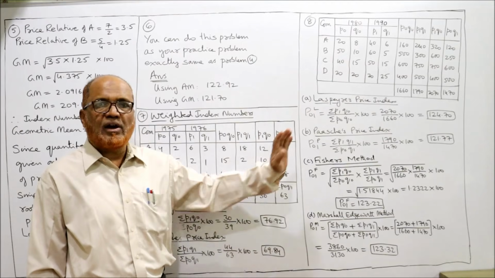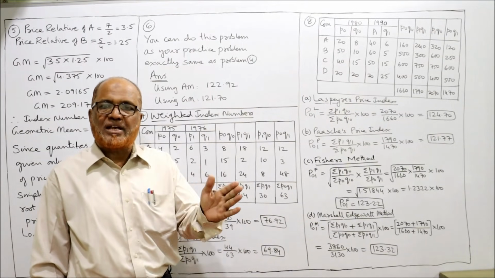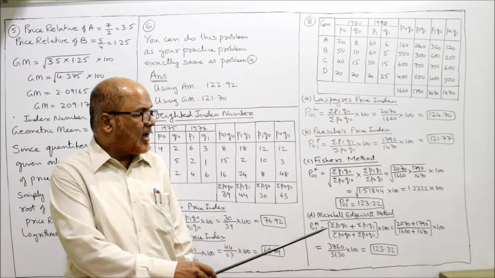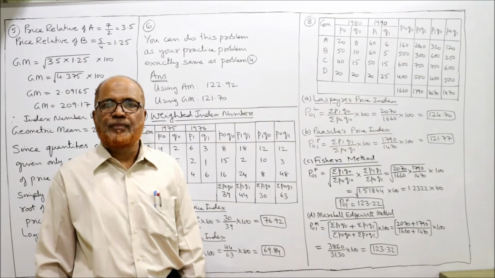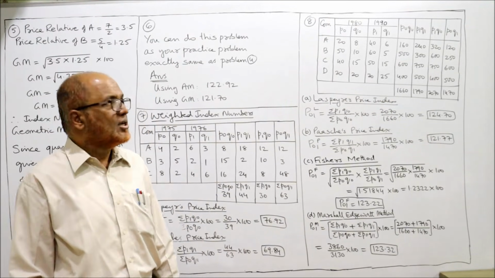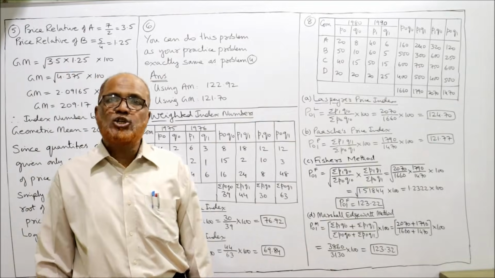So in this problem we have applied four methods: Laspeyres, Paasche's, Fisher's and Marshall-Edgeworth's formula to calculate the price index. So we have completed 8 problems.